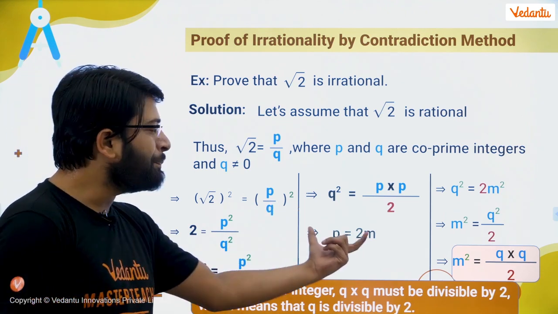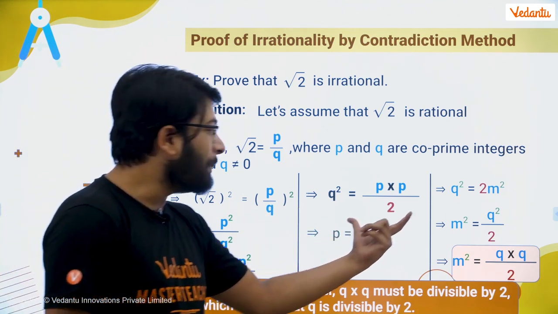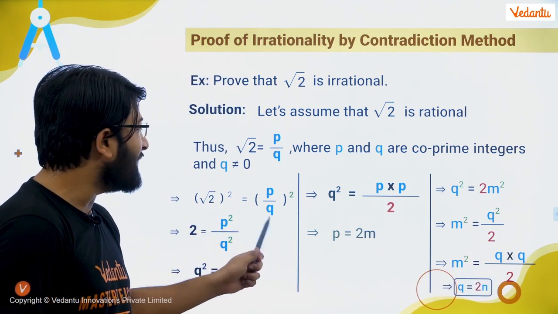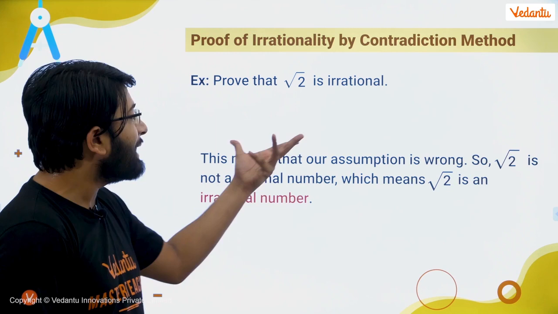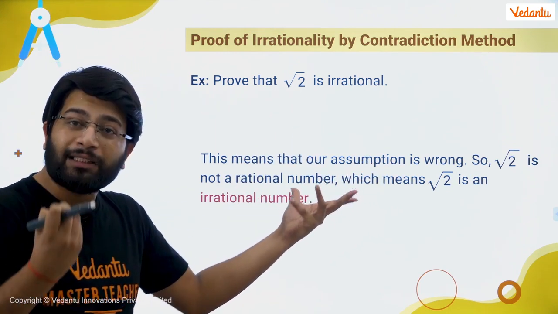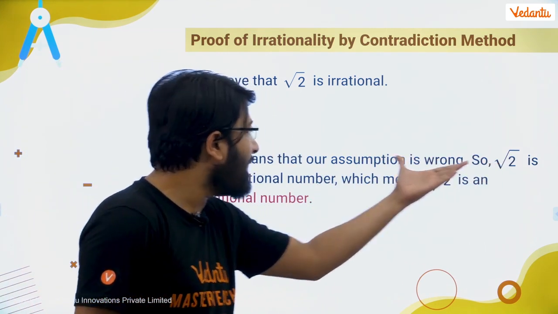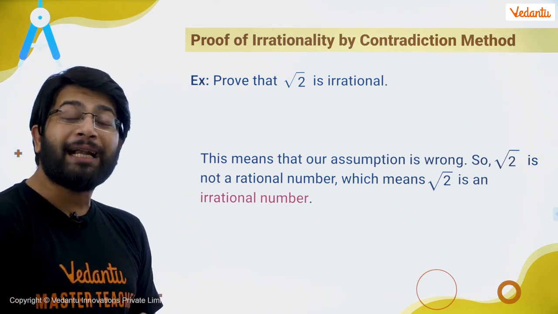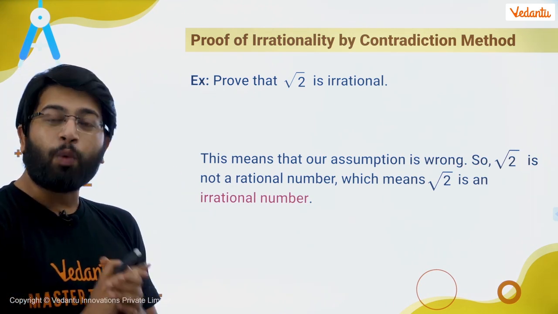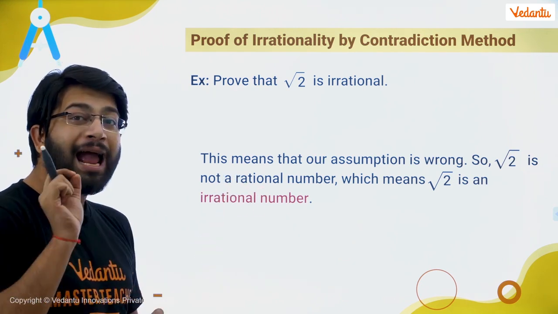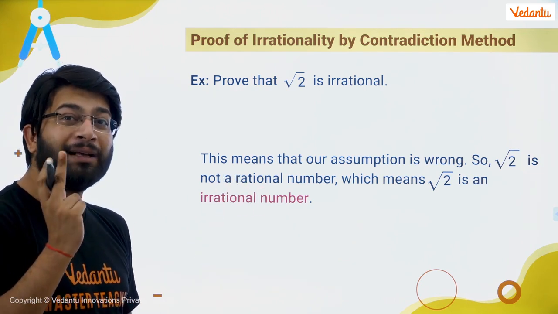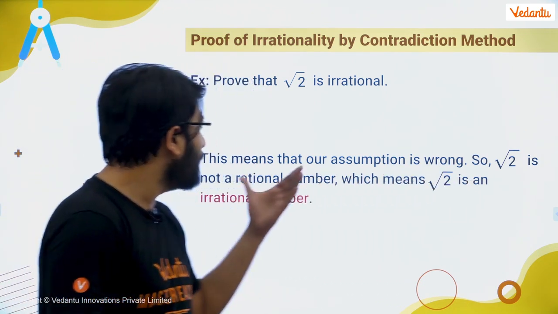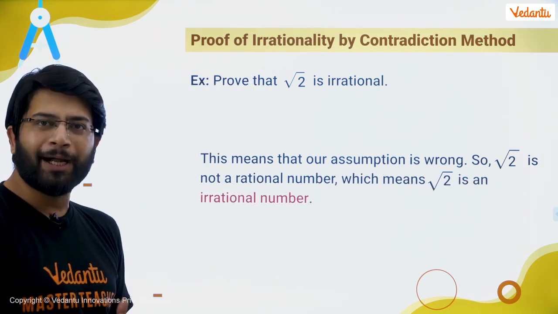Now champ, this number P is divisible by 2. Number Q is also divisible by 2. That means we had taken the assumption that this is a rational number, and we took the assumption also that P and Q are co-prime integers. But what did we get? Both have the common factor 2. This is the method of contradiction, and with the help of this we can say that under root 2 is an irrational number. I hope it is clear.